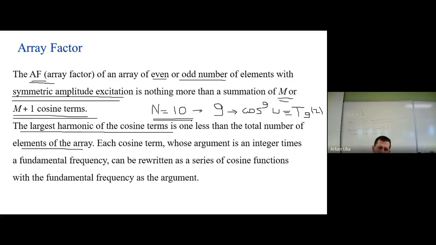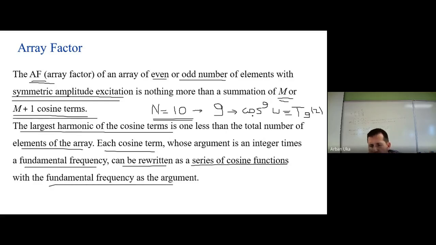If the number of antenna components is 101, that means that the largest harmonic is cosine 100u, and then the array factor can be described as a function of the Chebyshev polynomial of degree 100. That's good. Each cosine term whose argument is an integer times a fundamental frequency can be rewritten as a series of cosine functions with the fundamental frequency as the argument.